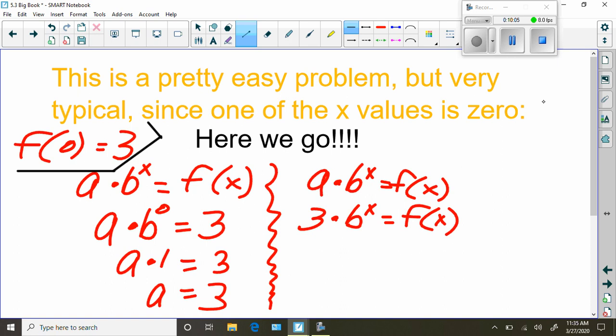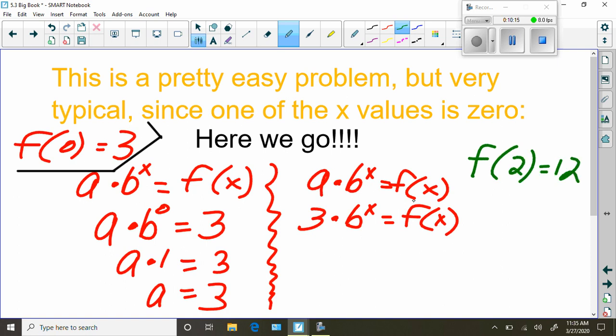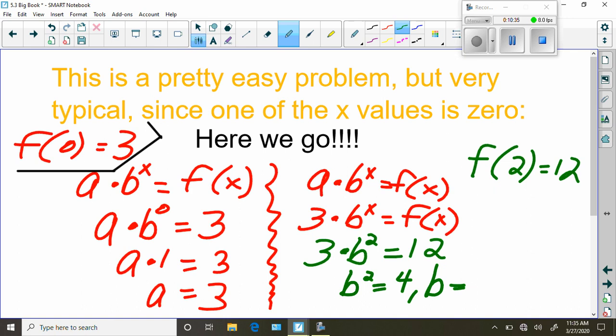Okay, hey, so now this time, what was the other point? f of 2 equals 12. Yeah, f of 2 equals 12. So that means when I plug in 2, I get 12. So now the 3 is still 3, b is still b, x this time is 2, and the answer when I plug in 2 is 12. Oh, I bet you I can solve for b. Sure can. Divide by 3 and do the square root. Okay, and remember b can't be negative, so it can't be plus or minus 2. It just has to be 2.